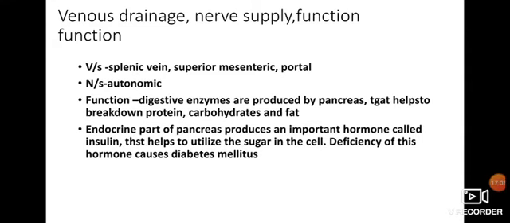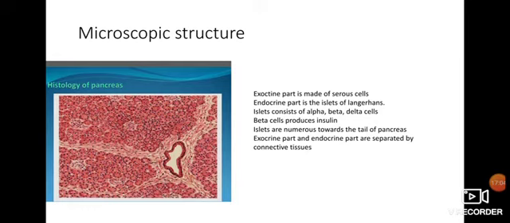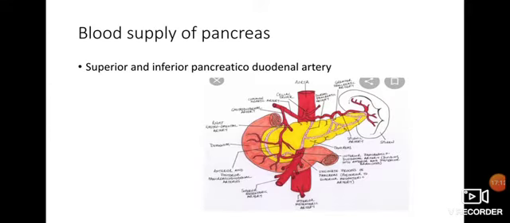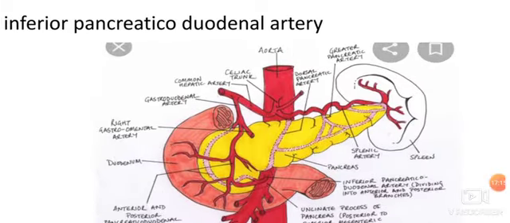Then regarding the function, it has a digestive function as well as an endocrine function. The digestive function of the pancreas is producing the pancreatic juice, which is a digestive juice that helps in the digestion of protein, carbohydrates and fats. It consists of different enzymes that help in the breakdown of all these.